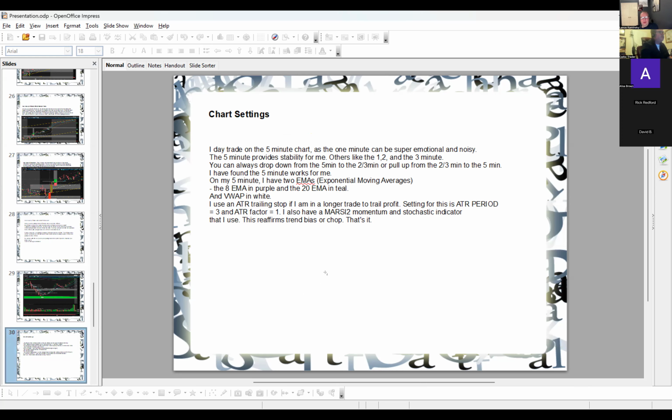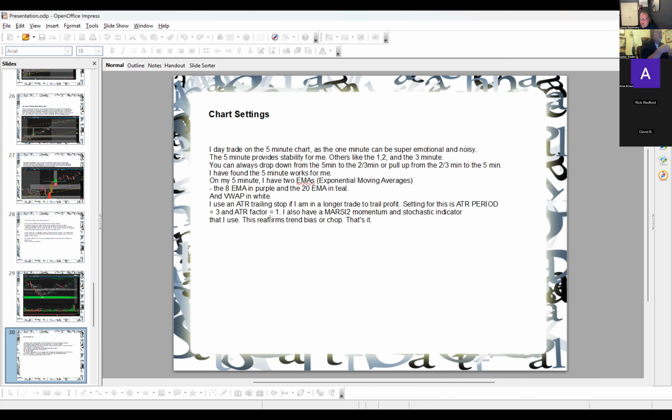Okay, so just to go over the chart settings again, it's the 5 minute that I use, the 8 EMA is in purple, the 20 EMA is in teal, and the VWAP is in white. And this ATR trailing stop, I've started to use this. The settings for the ATR period are 3, which means it goes back 3 periods, and a factor of 1. And again, why am I using this?